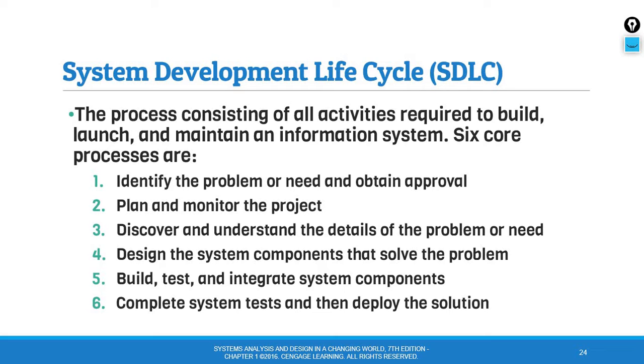So the 6 core processes are: first, we identify the problem or need and obtain approval. Second, we plan and monitor the project. Third, we discover and understand the details of the problem or need. Fourth, we design the system components that solve the problem. Fifth, we build, test, and integrate system components. And lastly, we complete the system test and then deploy the solution.